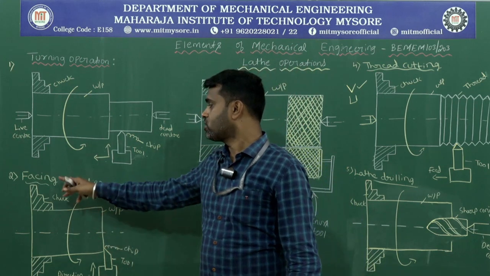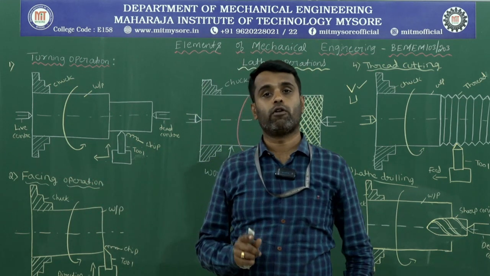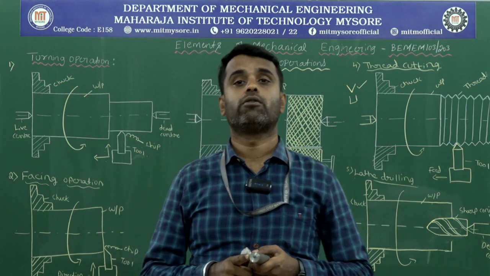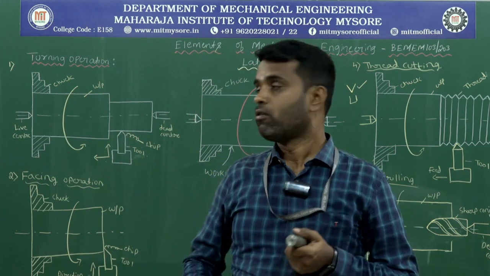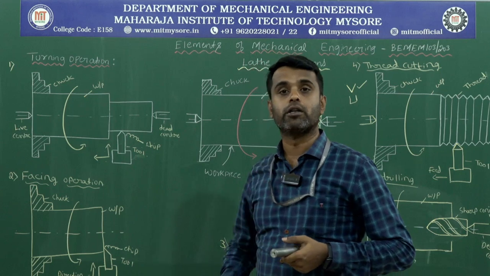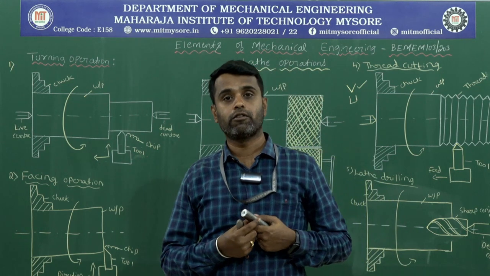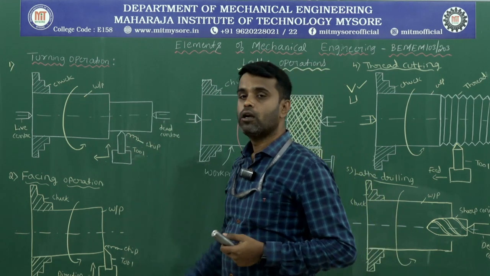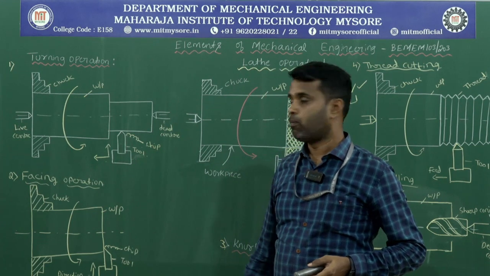Okay, generally the facing operation is used to reduce the length of the workpiece material. In order to reduce the length, we perform the facing operation. In order to reduce the diameter of the workpiece material, we use the turning operation. Okay, I hope all of you understood.